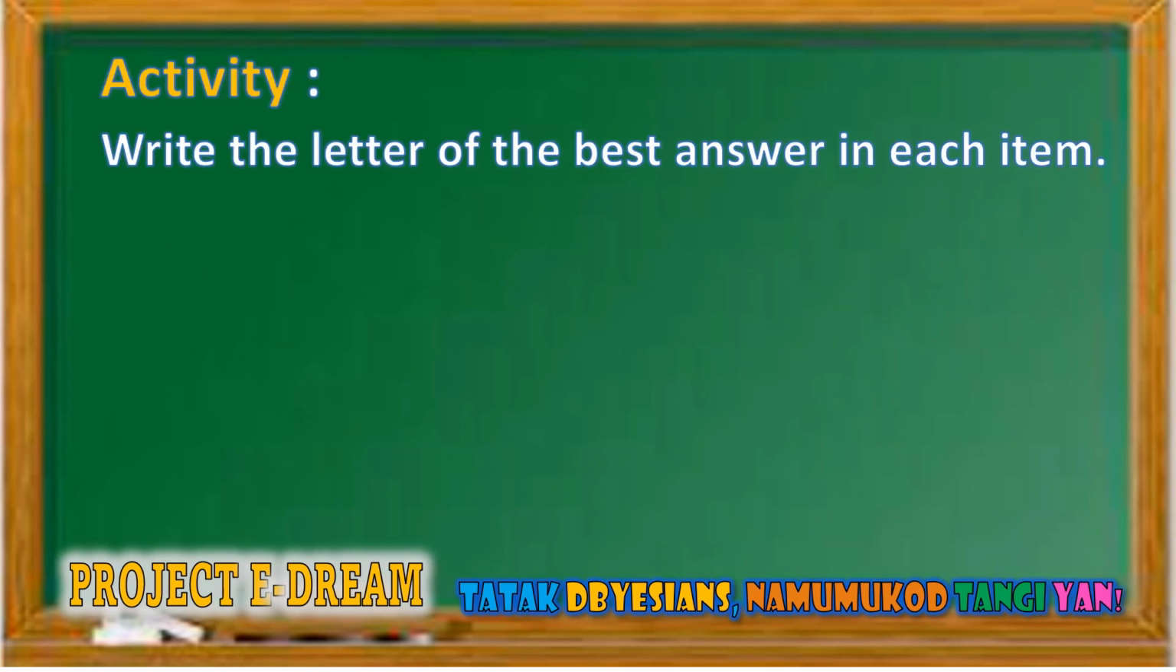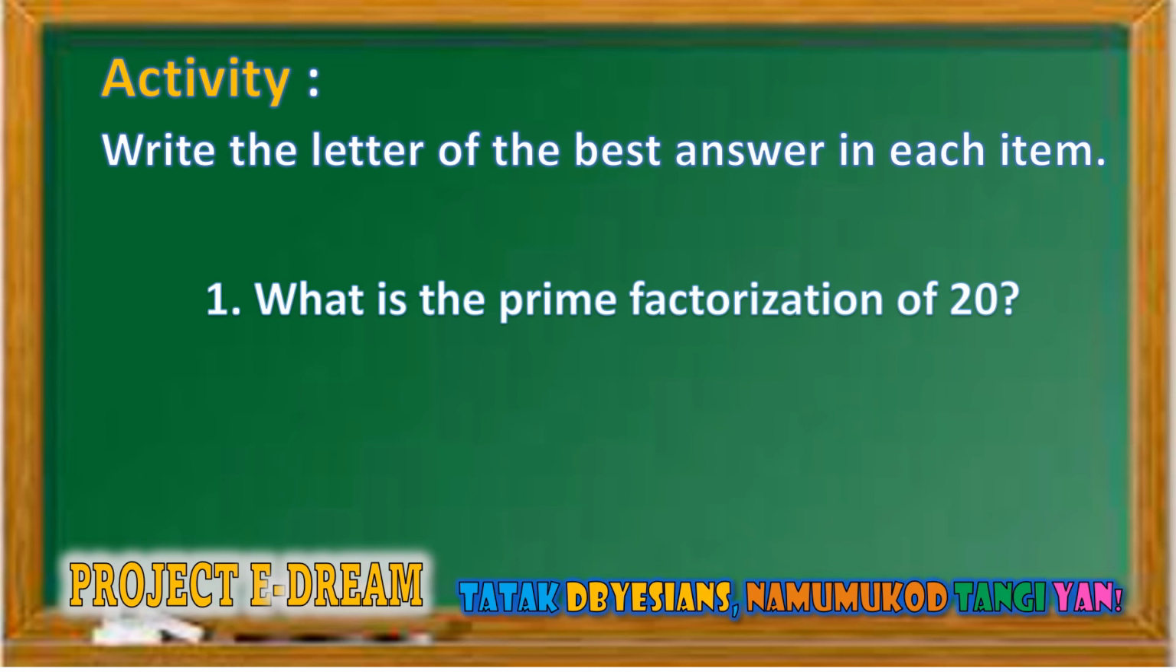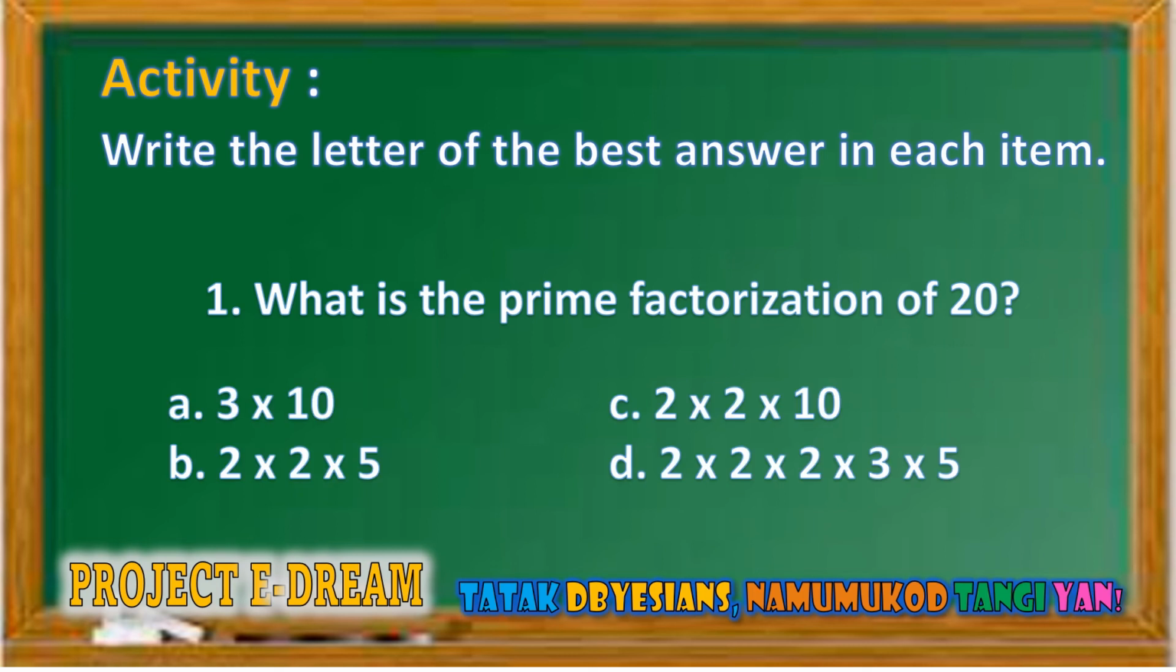Let's try this activity. Write the letter of the best answer in each item. I'll give you 5 seconds to answer in each item. Number 1, what is the prime factorization of 20? A. 3 times 10. B. 2 times 2 times 5. C. 2 times 2 times 10. And D. 2 times 2 times 2 times 3 times 5. Go! Good job!